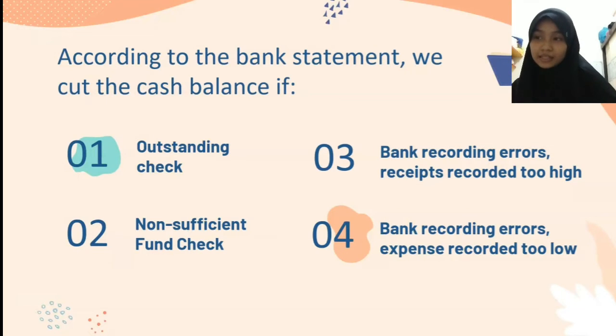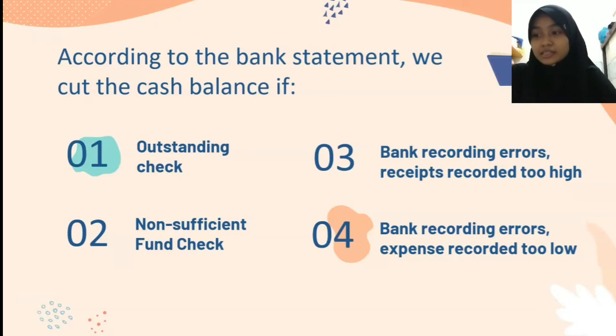Next, according to the bank statement, we cut the cash balance if, first, outstanding check. What is an outstanding check? An outstanding check means that the company has issued the check, but the person who received the check has not taken the cash from the bank with the check. So the bank doesn't know about the check, but the company has already recorded it as an expense. So we have to cut the cash balance of the bank statement in the reconciliation.